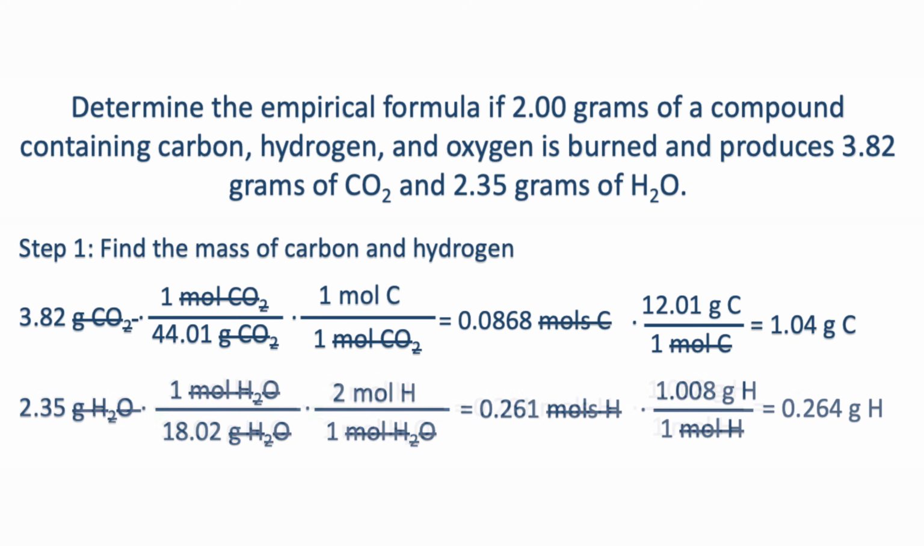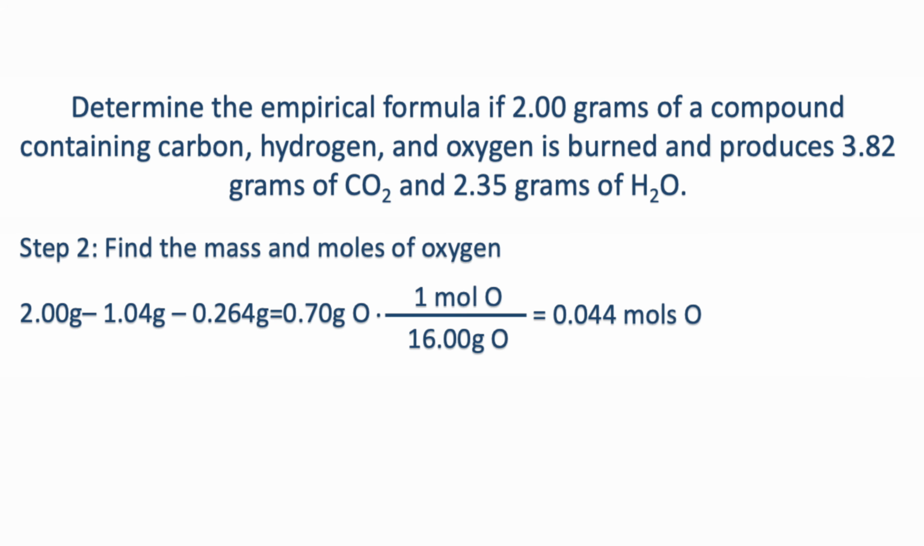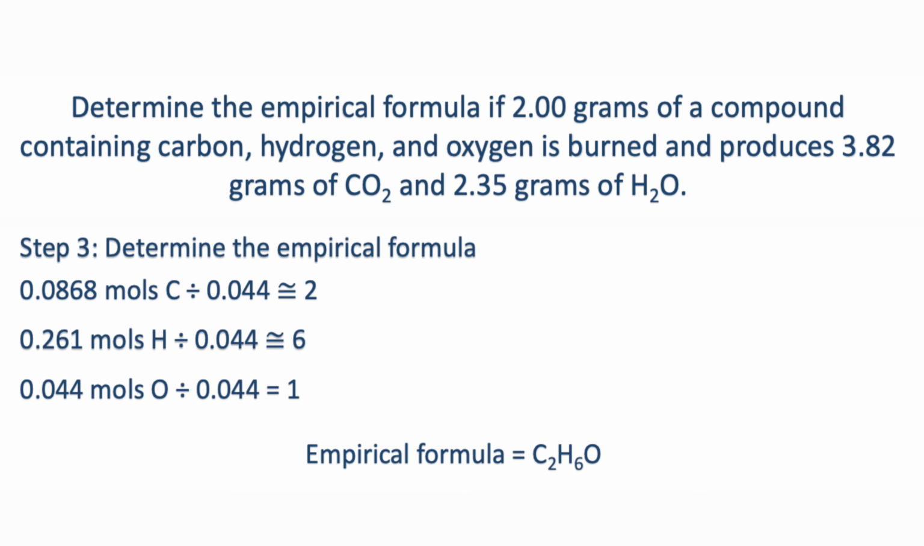Since the unknown has a mass of 2 grams and only contains carbon, hydrogen, and oxygen, then the remaining 0.70 grams must be made up of oxygen. Using the molar mass from the periodic table, we find that this mass of oxygen represents 0.044 moles of oxygen atoms. Now that we have the amount of each element in moles, all that's left is to determine the ratio to find the empirical formula by dividing everything by the smallest number of moles, which is oxygen. This then gives us an empirical formula of C2H6O.